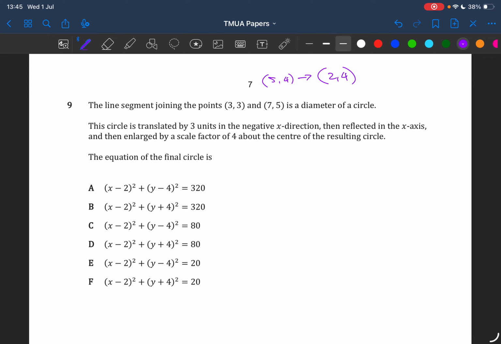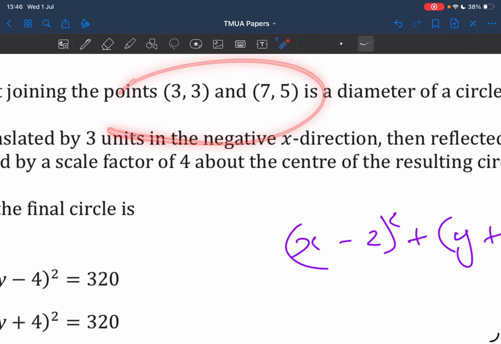Reflecting in the x-axis changes the y to be negative, so the center becomes 2 and minus 4. And then enlarged by scale factor of 4, okay, so that doesn't change the center. So our center's good. So we need to have something that is (x minus 2) squared plus (y plus 4) squared. The original, let's think about the actual vector.